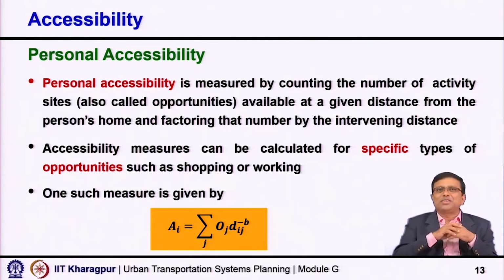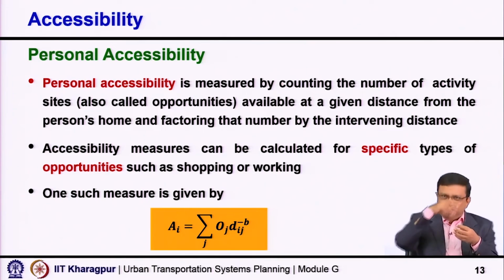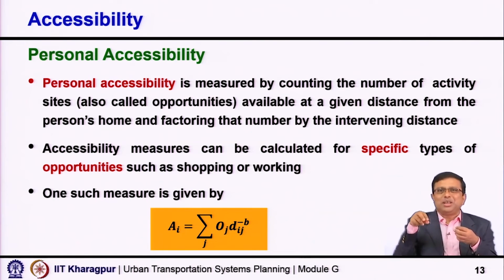The personal accessibility is measured, or may be measured, by counting the number of activity sites or the opportunities which are available at a given distance from a person's home, and then not just summing up, because different activities or opportunities are available at different distance or time. So, therefore, factoring that number by the intervening distance. Distance is again used as a deterrence here.